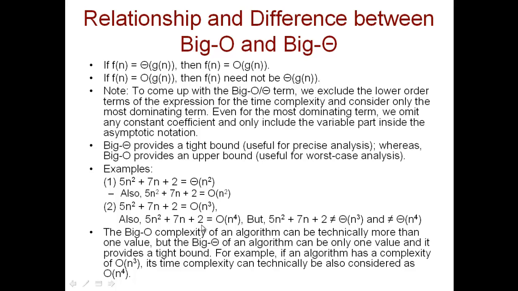So it's not that always if f of n is big O of g of n, f of n is equal to theta of g of n. It depends on the two functions. If the two functions are the same degree, then we can say if f of n is big O of g of n, it is also equal to theta of g of n. But if the function inside the big O notation has a larger degree, we cannot say f of n is theta of g of n.